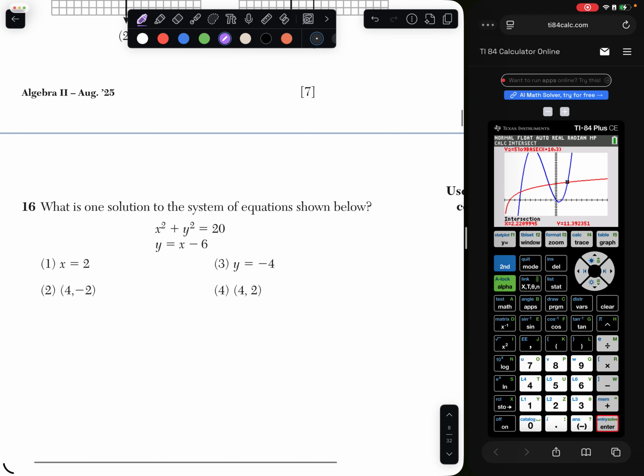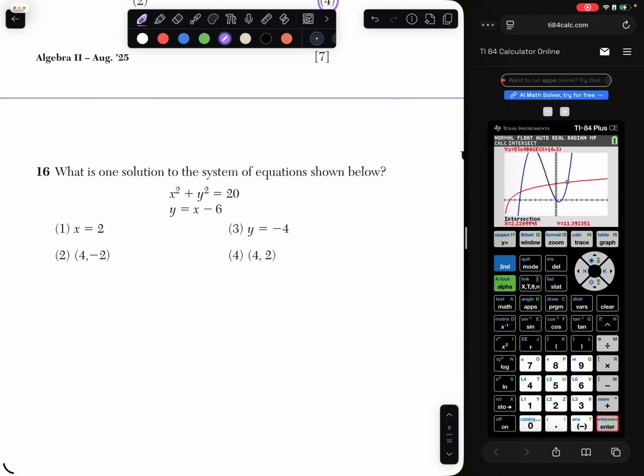Okay, what is one solution to the system of equations shown below? This one is a little bit of algebra, and if you recognize it, here we have a circle intersected by a line, and we might have 1 solution, 2 solutions, or 0 solutions. For this method, I'm going to use substitution, and I think that's the easiest. I have the equation of the circle, x squared plus y squared is equal to 20. And I know that y is equal to x minus 6, so I'm going to just substitute that in.